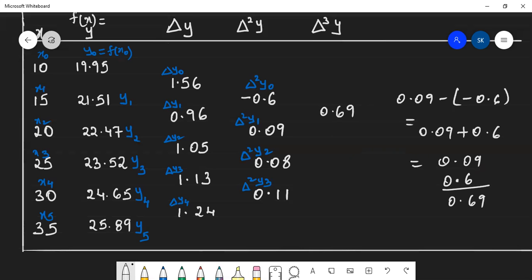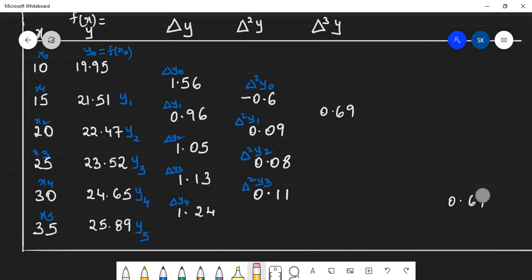Then what do you have? We have the next subtraction. You have 0.08 minus 0.09. So what will be the value? There's just a difference of 1 point over there, so you'll get negative 0.01. Then if you subtract 0.11 minus 0.08, you'll get 0.03. Fine. This is your third differences.